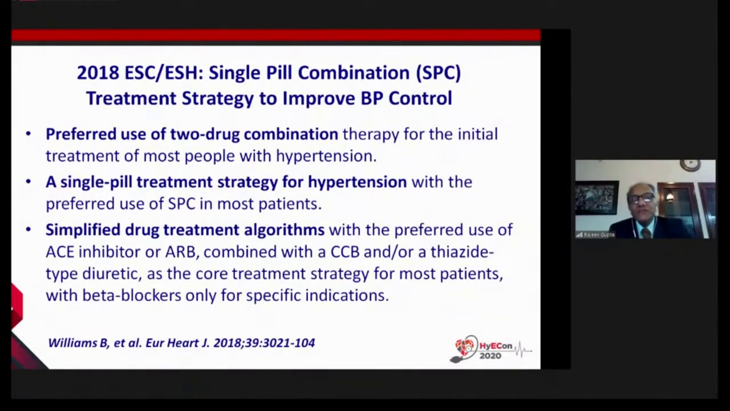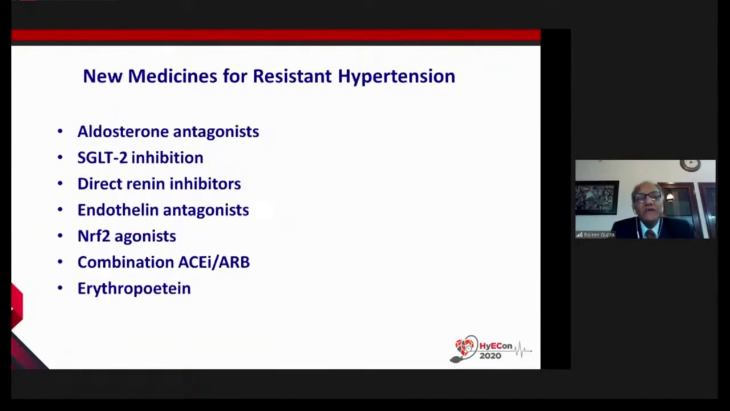The ESC, the European Society guidelines, now recommend a true drug combination or a single pill combination, and that will improve the compliance of the patient. All of our patients are very apprehensive to take multiple pills. So if we combine 2 or 3 molecules in a single pill, that is new in the European guidelines. And then there are certain new medicines for resistant hypertension, like aldosterone antagonists. We already talked about that, and new ones are in the pipeline.